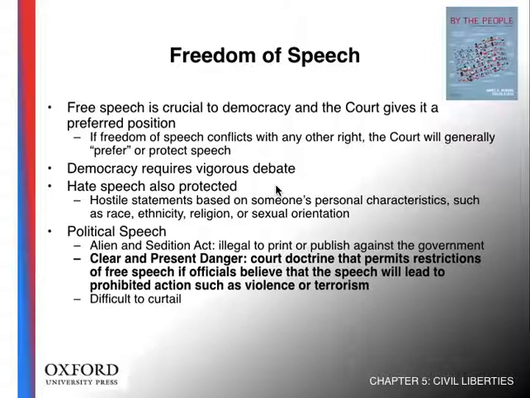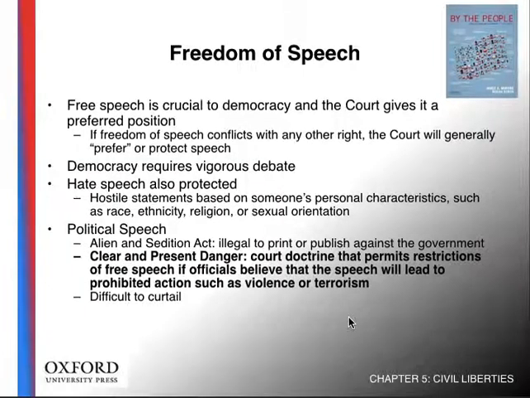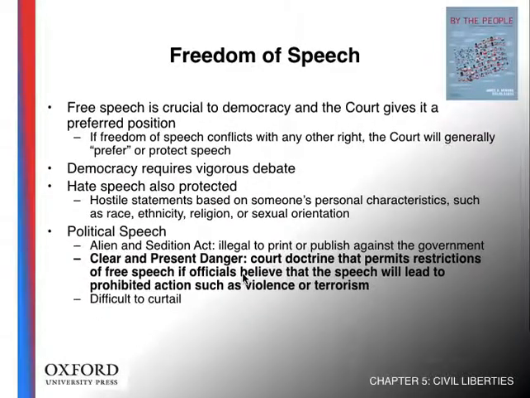And speech has had some limitations. It's gone through different periods, but the one I'd like you to remember is that there was a period of time where if speech presented clear and present danger, then the court doctrined that this permits restriction on free speech if the officials believe that the speech will lead to prohibited actions such as violence or terrorism. It was difficult to curtail because, once the speech is out and the violence has started, it's hard to stop it before it happens. But if you have a question on your exam asking which freedom is clear and present danger test talking about, it would be the freedom of speech.